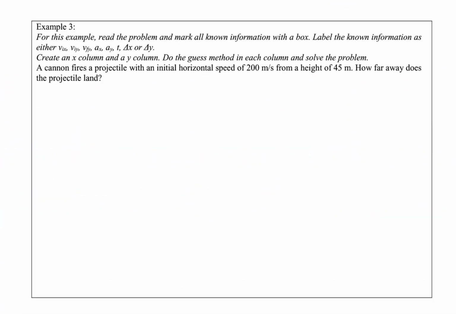All right, last example. Same thing as we did before. We need to identify everything and put it into x and y columns. So cannon fires a projectile with an initial horizontal speed of 200 meters per second. That means the initial velocity is horizontal or in the x direction, and it's 200. The initial velocity in the y direction is 0. That initial velocity in the y direction being 0 is hugely important, and you need to know that when we fire something horizontally. It has no initial y velocity. We're firing from a height of 45 meters. That's my delta y, and I want to know how far, or delta x, away does the projectile land.